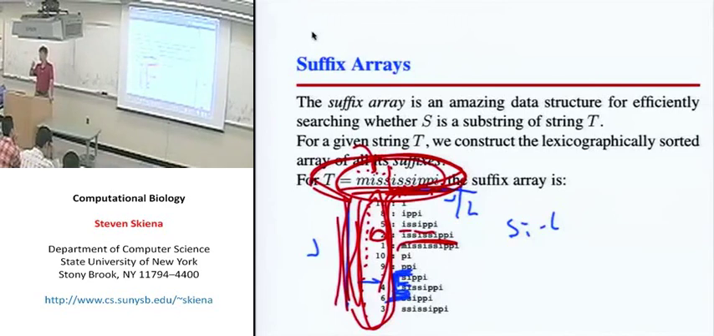Of course, you've got to build the suffix array, right? We agree it's not going to take too much space. How do you build a suffix array? Can someone give me a way to... What is the simplest way to build a suffix array?